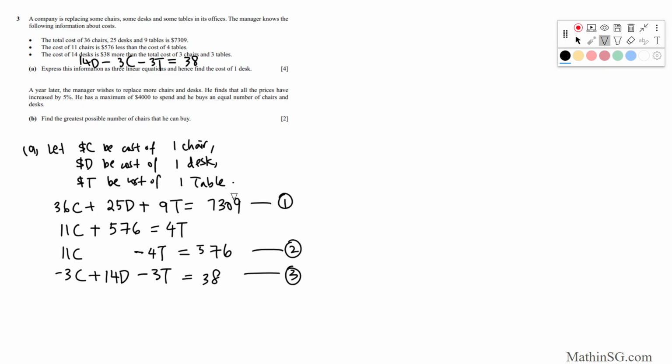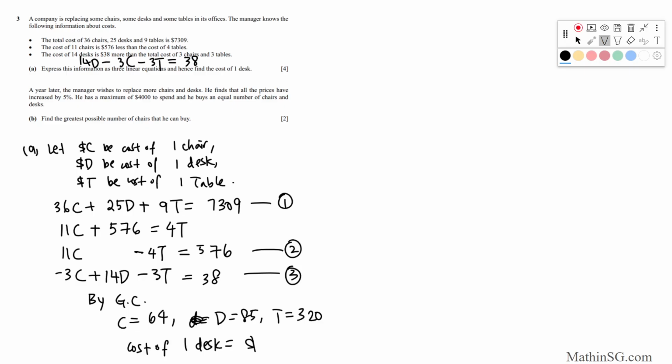Now that we have formed these 3 linear equations, we can type it into the GC. From the GC, you will get the answer: C is 64, D is 85, and T is 320. So to answer the question, the cost of 1 desk is $85.